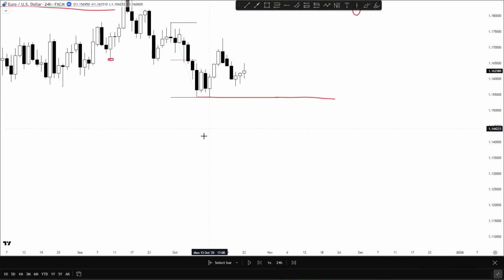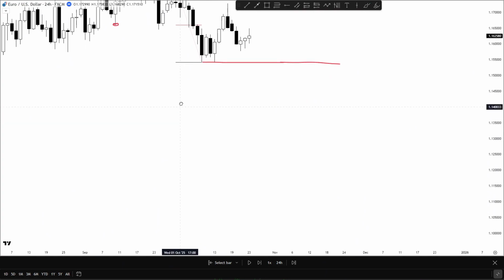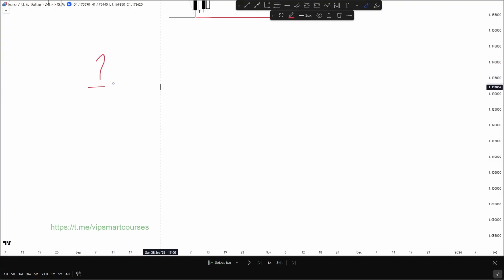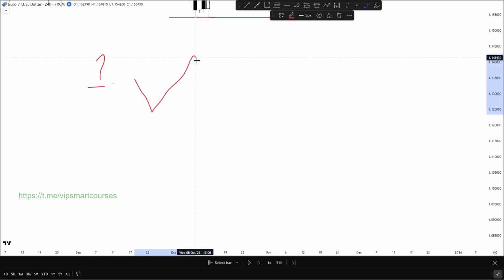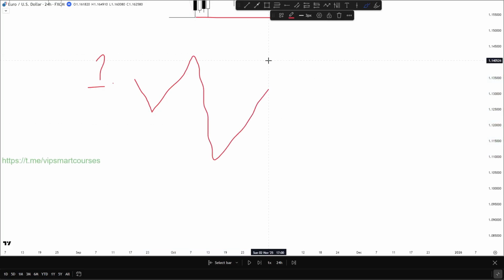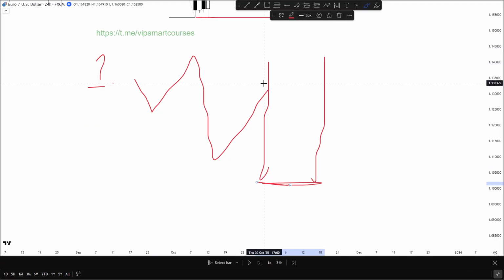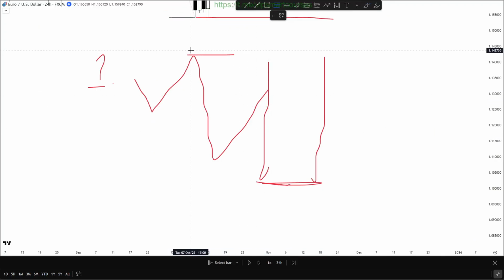Now we could have three scenarios based on that. The number one scenario is, let's say the week opened right here. This is where the week opened. This is the weekly range we have. The first scenario is that price has already rebalanced the dealing range. We have this dealing range. Let me draw this out for you.